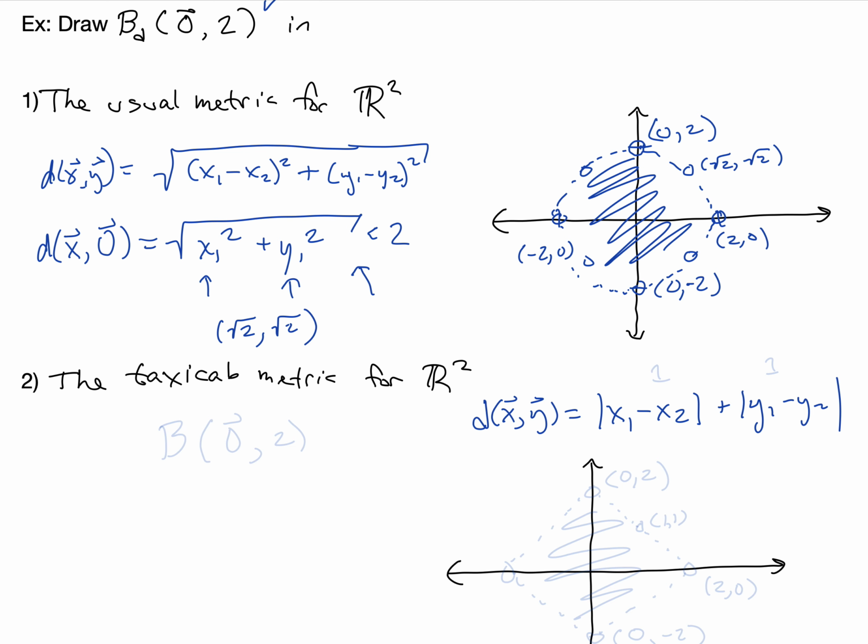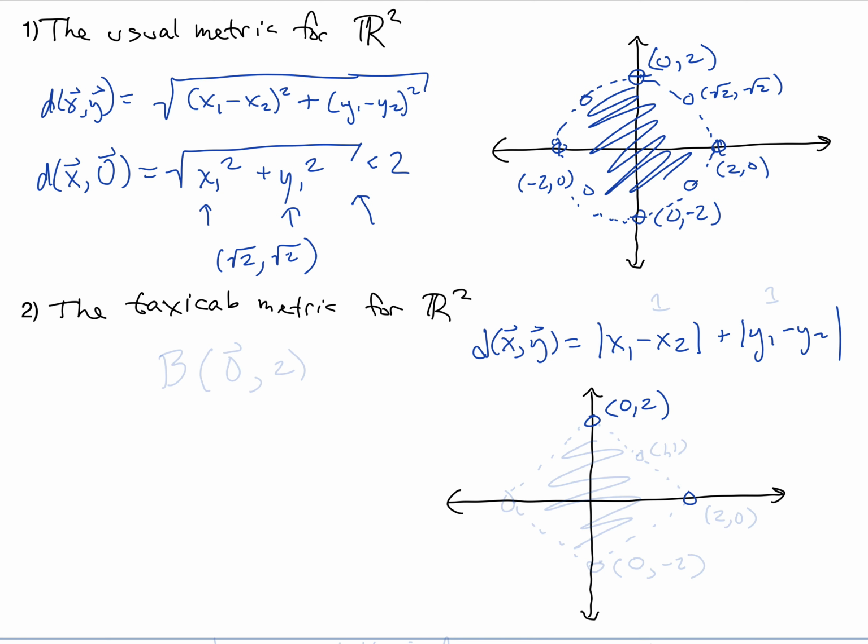How about in the taxicab metric? Again, let's think about the points on the boundary. We're just looking at the sum of the differences in the x values plus the y values. So again, (0, 2) is going to be on that boundary, and similarly, (2, 0) is going to be on that boundary, and corresponding positives and negatives.